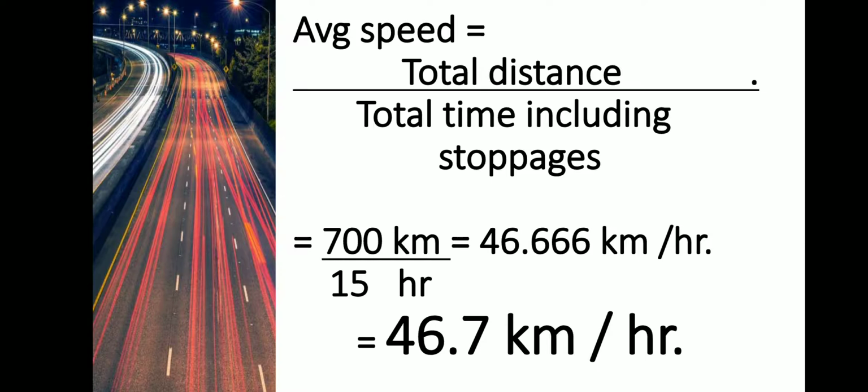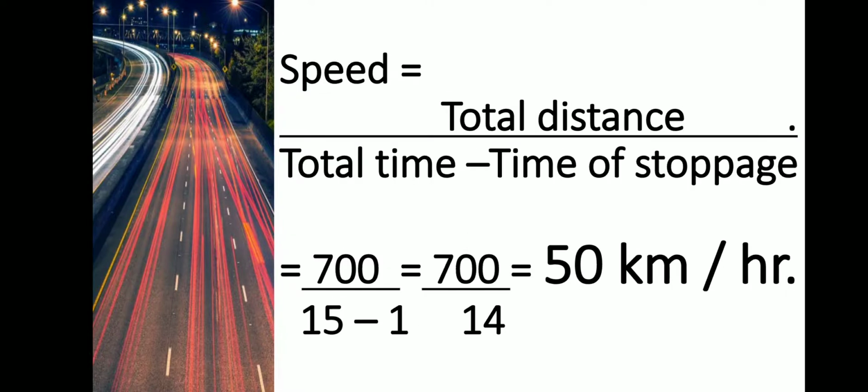Average speed is equal to total distance divided by total time including stoppages. So 700 km divided by 15 hours, that is 46.66 km per hour, or rounded off, 46.7 km per hour. So what would be the speed? That was average speed. Now let us see the speed.